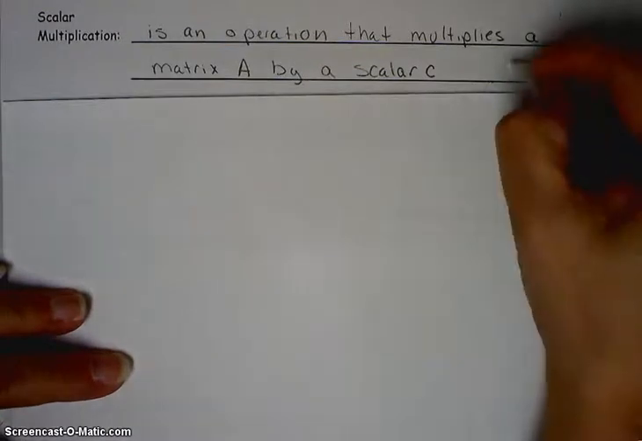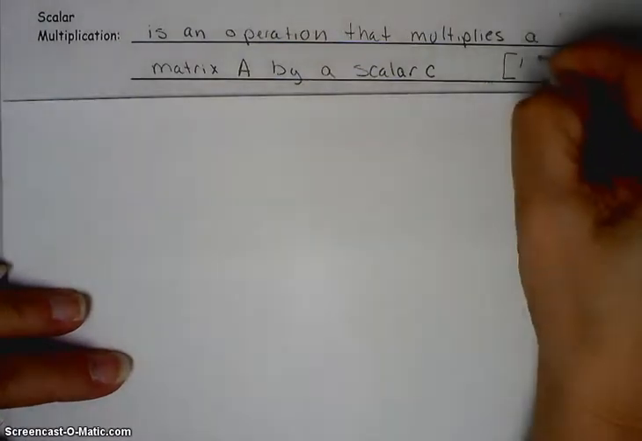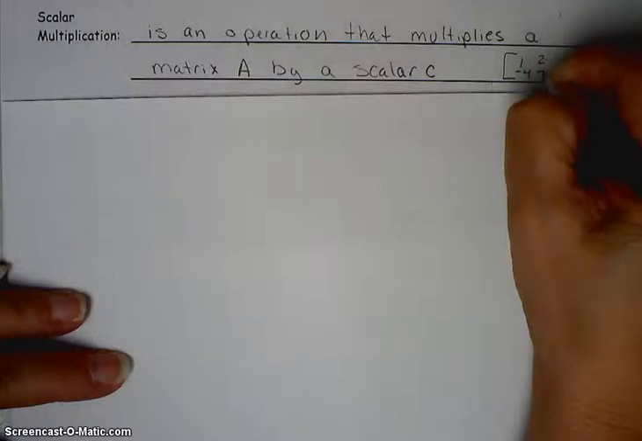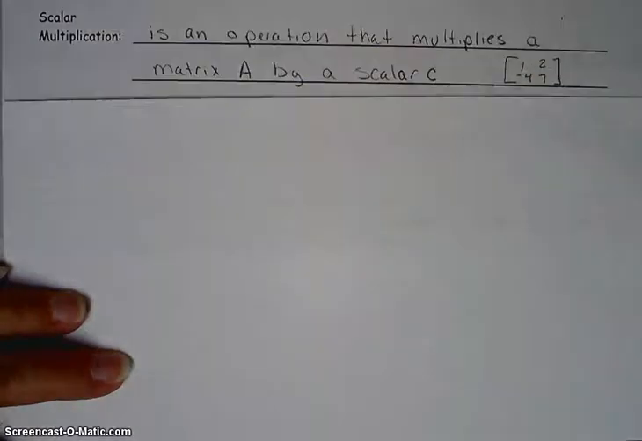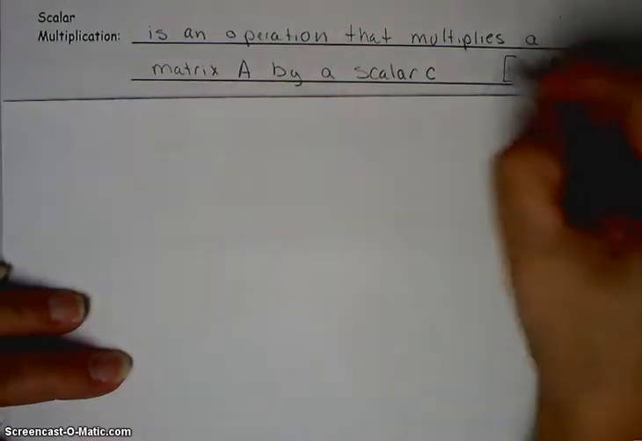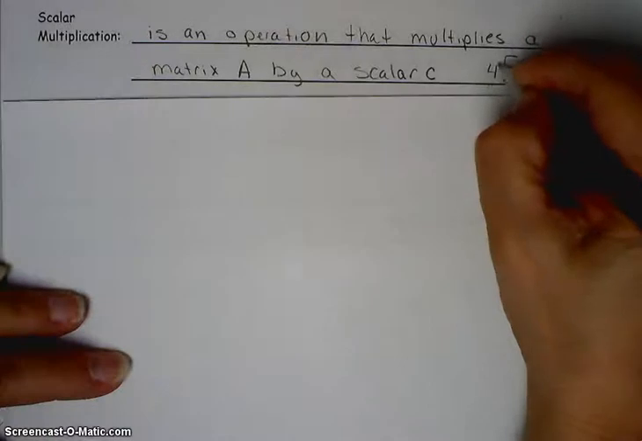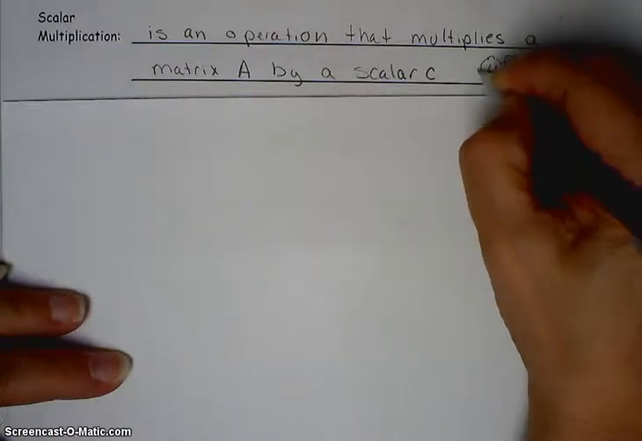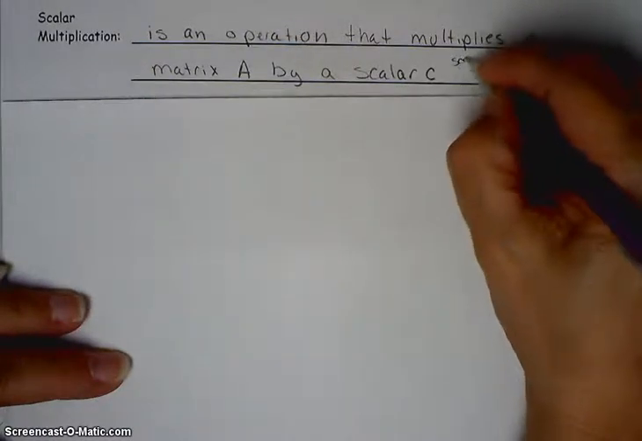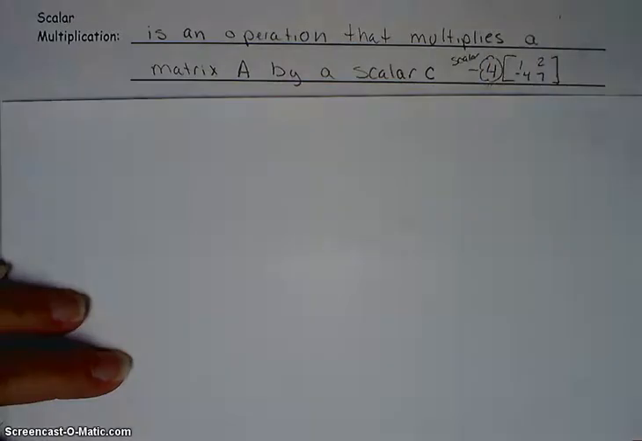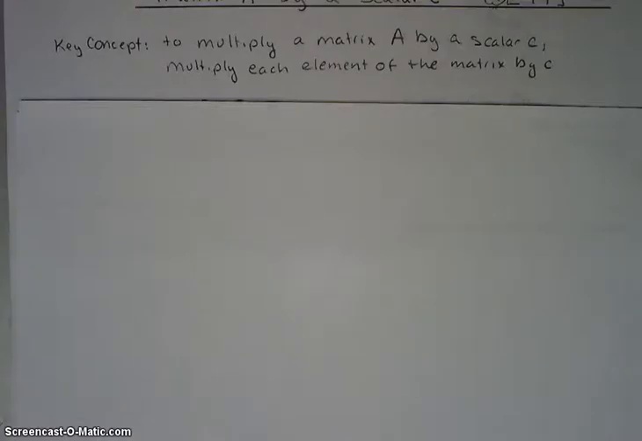An example would be if we had this matrix here where it had 1, 2, negative 4, and 7. We have a 2 by 2 matrix there, and I want to multiply it by 4. This 4 becomes my scalar. This is the scalar that you're going to multiply everything by. The key concept that we're going to talk about tonight is to multiply matrix A by a scalar C. You multiply each element of the matrix by that scalar C.